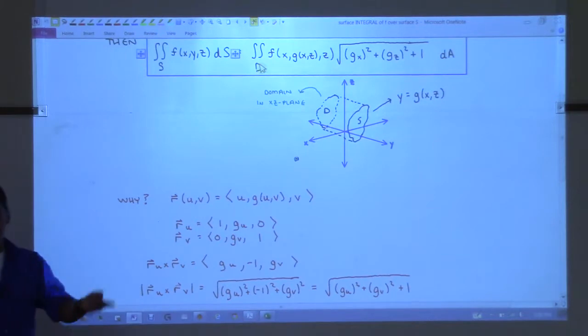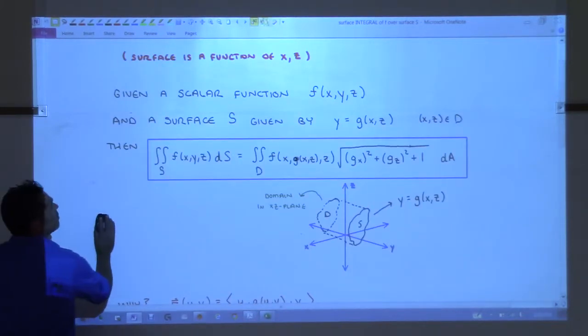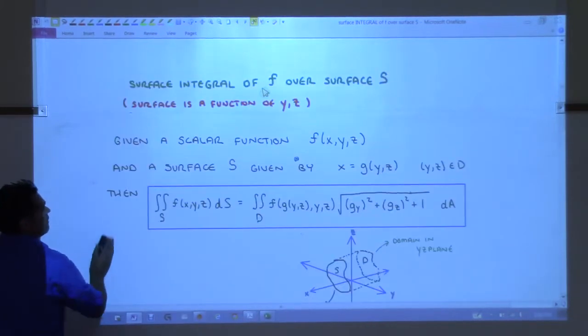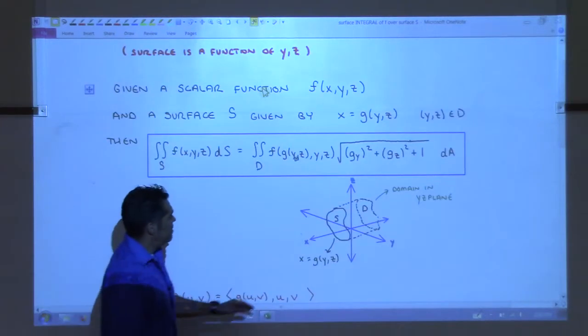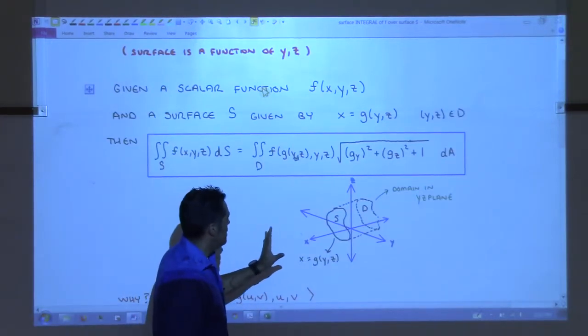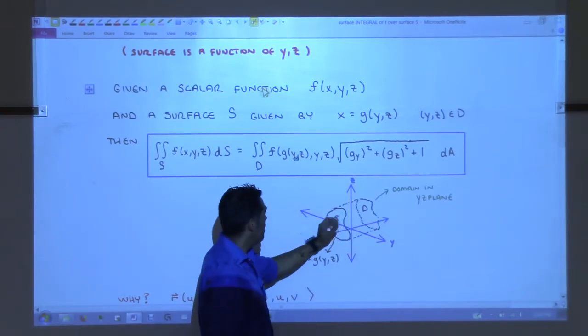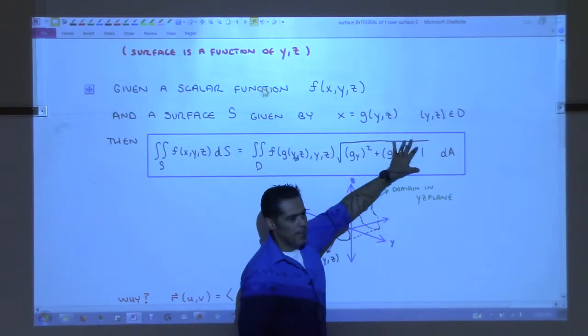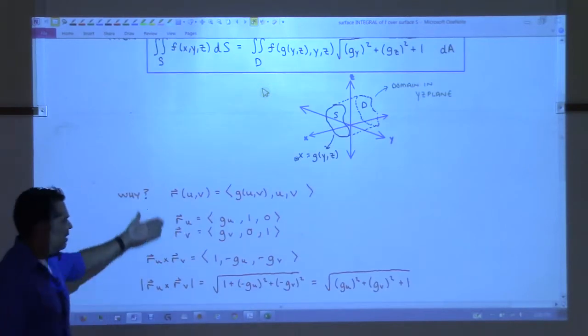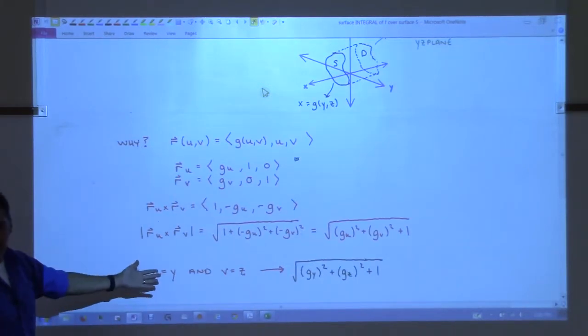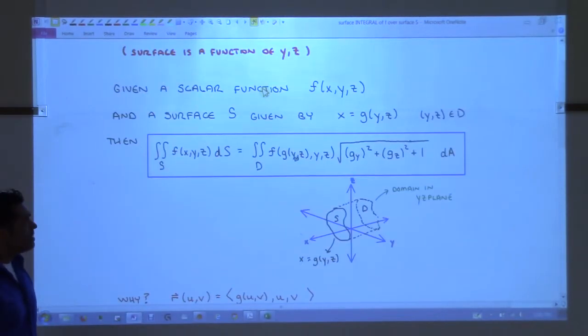And then there's one more possibility for a shortcut, which would be if your surface is a function of y and z. So this time your domain lives on the yz plane, your surface is out here, then this becomes your formula. And again, I go through the explanation as to where that comes from. All right? So that's kind of where we are.